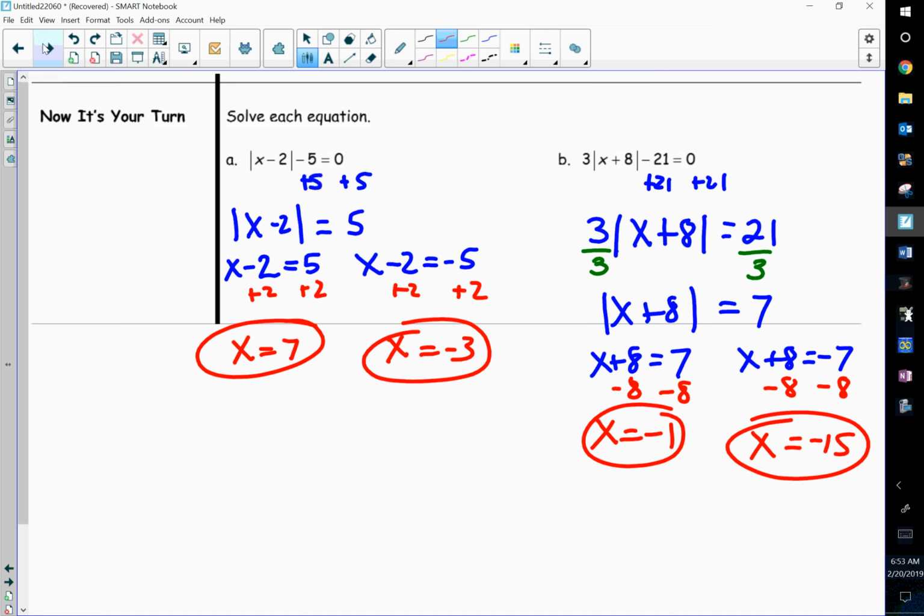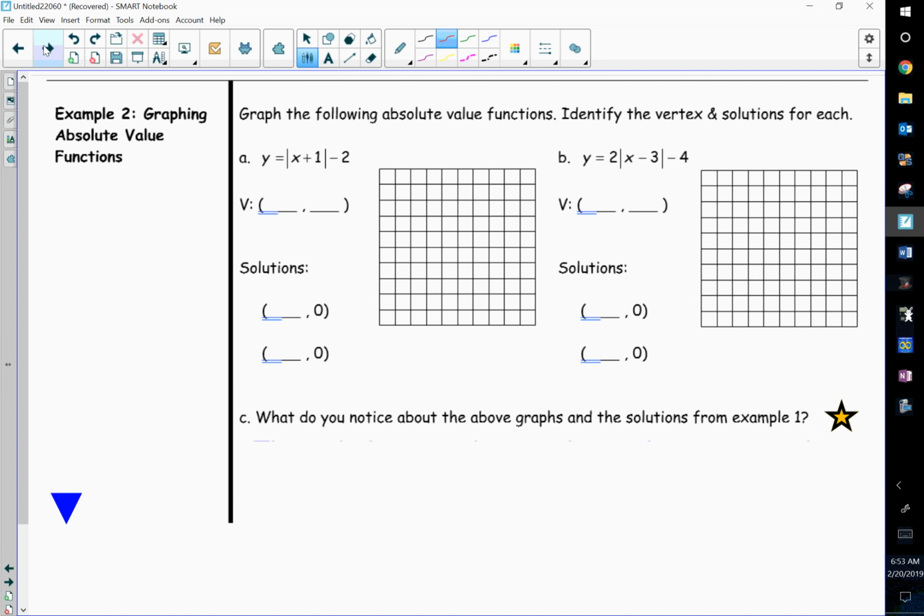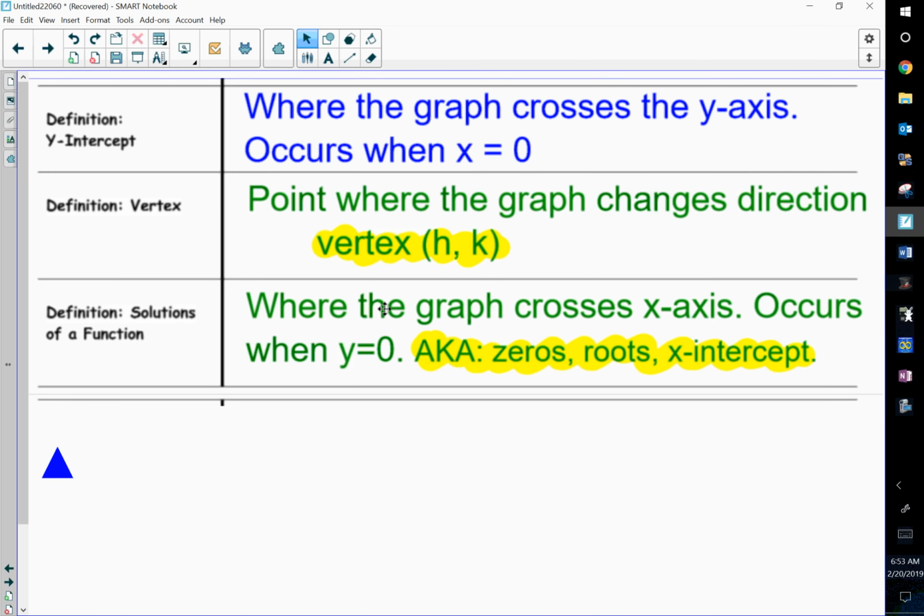Okay, turn your worksheet over. On the back side is a couple of problems that show the same problems that we just completed, only now I'm asking you to graph them. And this is what we did yesterday. So if you graph the first equation, y equals the absolute value of x plus 1 minus 2, recall from yesterday that you can find the vertex and find the solutions by looking at the graph.